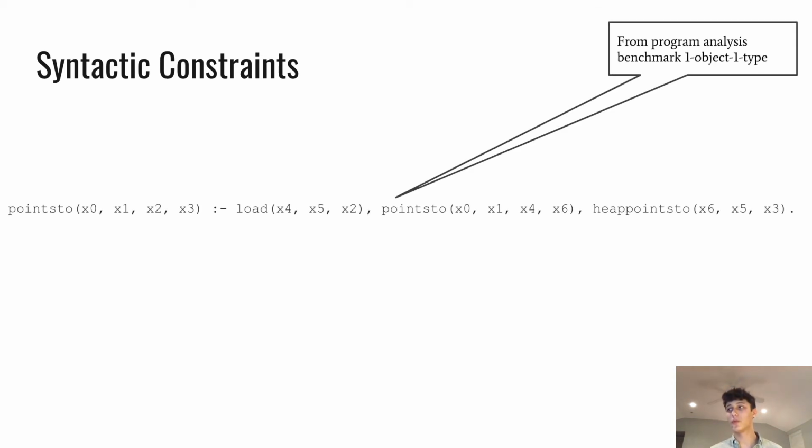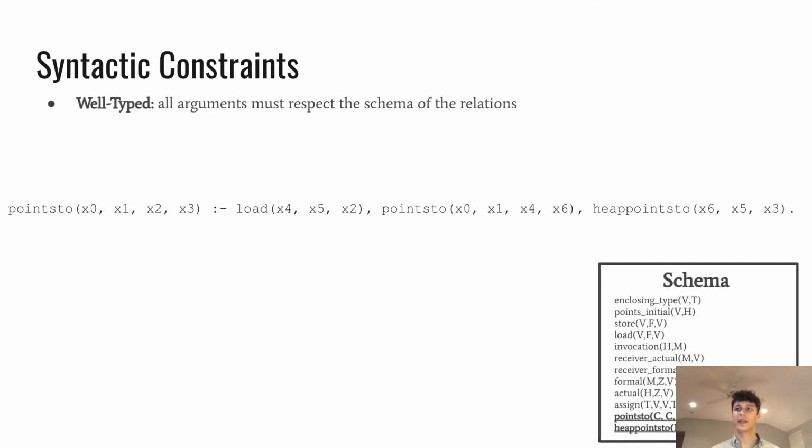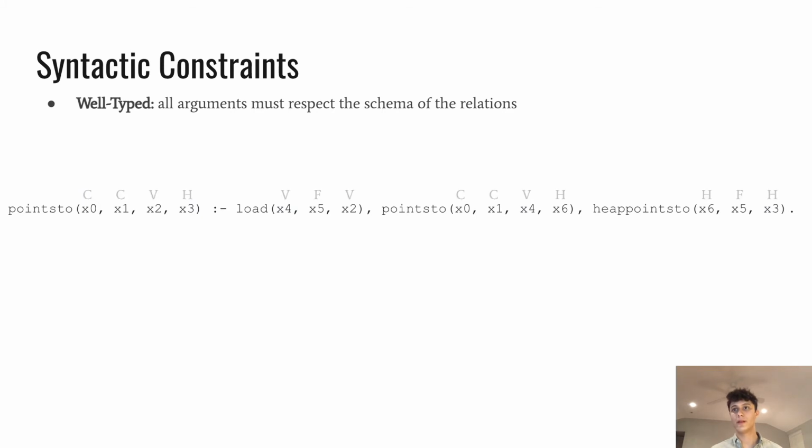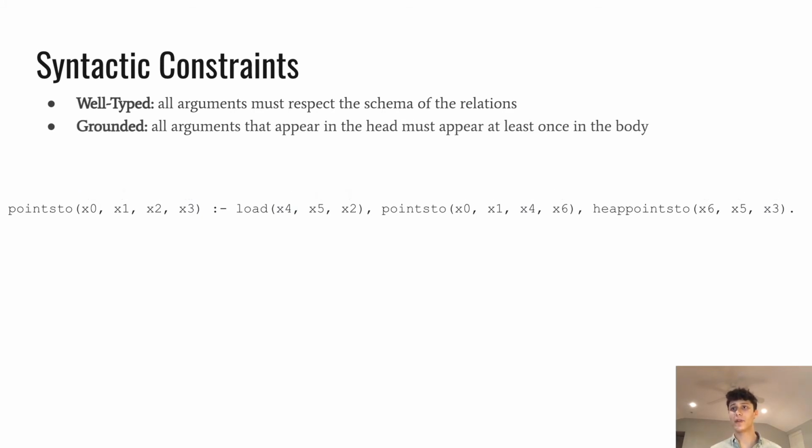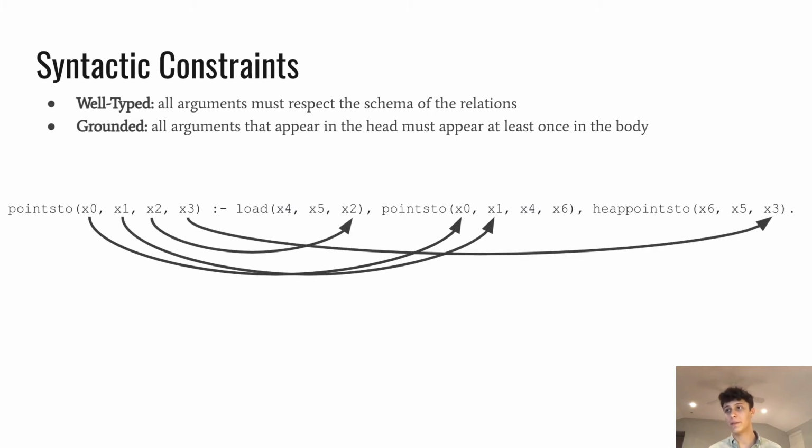Here's an example rule from the benchmark one object, one type. The first constraint is that we must respect the schema, meaning that if an argument appears in more than one relation, it must appear in columns that are of the same type. Each rule must be grounded, meaning that all arguments that appear in the head must also appear at least once in the body.